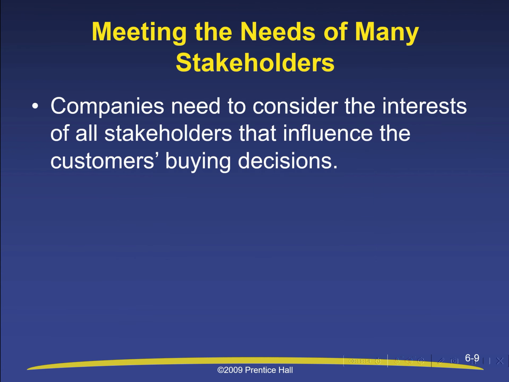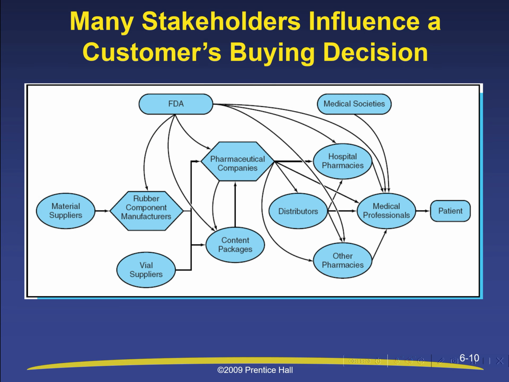Meeting the needs of many stakeholders. Companies need to consider the interests of all stakeholders that influence the customer's buying decisions. Many stakeholders influence a customer's buying decision. We can see from the diagram that the FDA can actually influence decisions from one stage of distribution to the other. Take the rubber company manufacturer for instance.